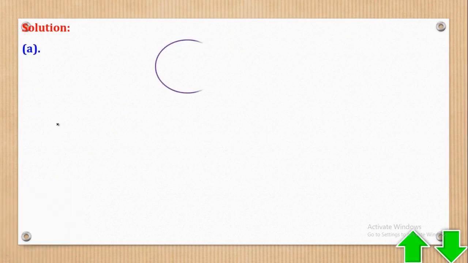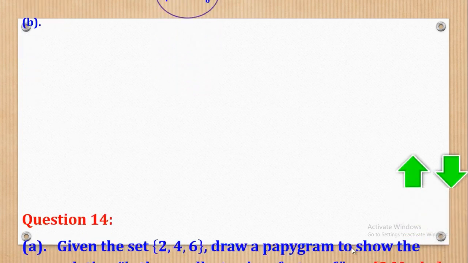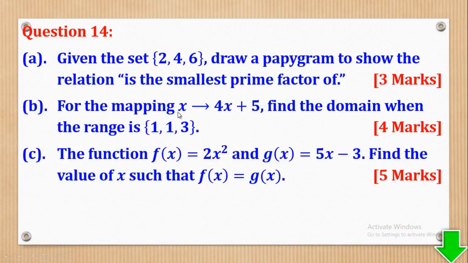So for a parallelogram, we have to first draw a circle, then feed in the values. Then the relationship was is a factor of. So we shall come and say 2 is a factor of 4, and also 2 is a factor of 6. So that's what they wanted in part A. Now we shall go to part B. So part B says, for the mapping x to 4x plus 5, find the domain when the range is 1, 1, 3.